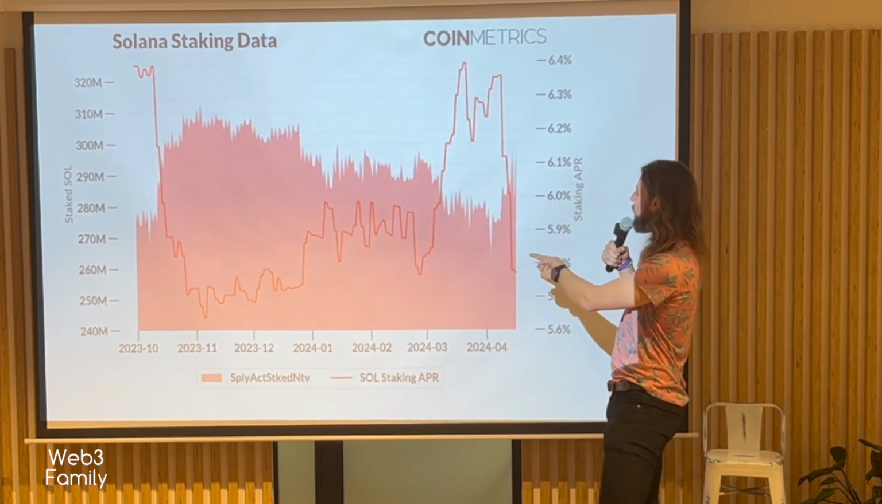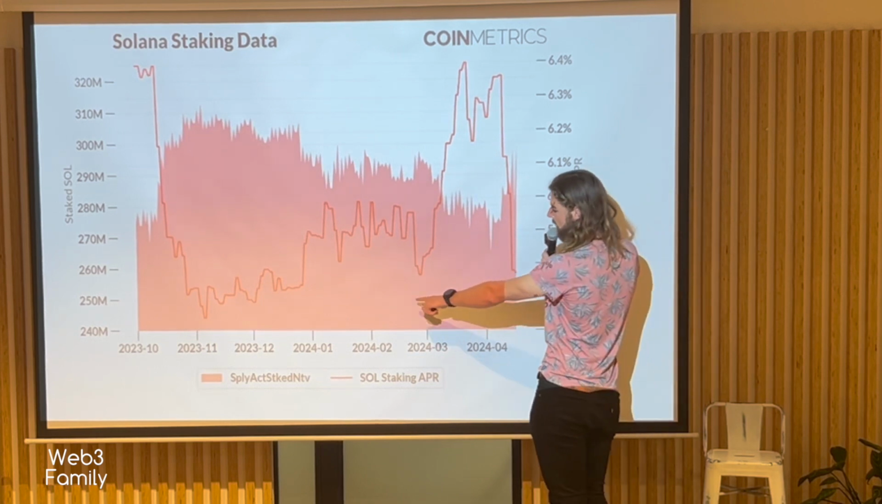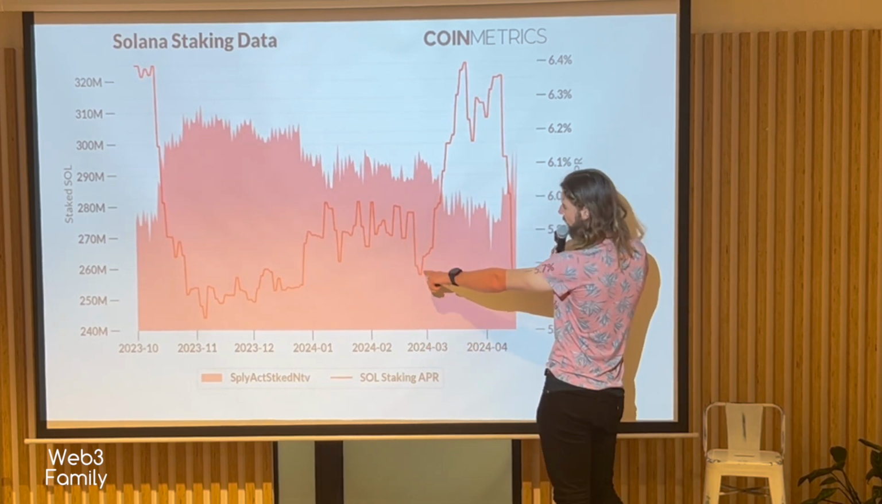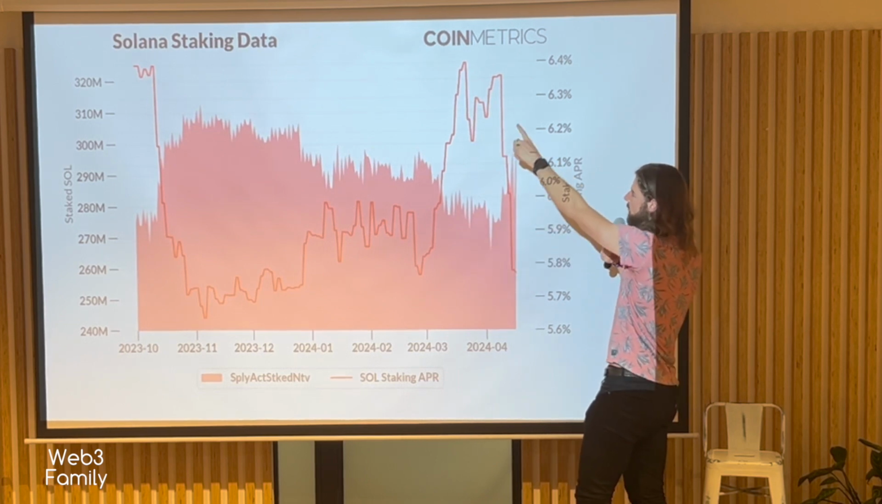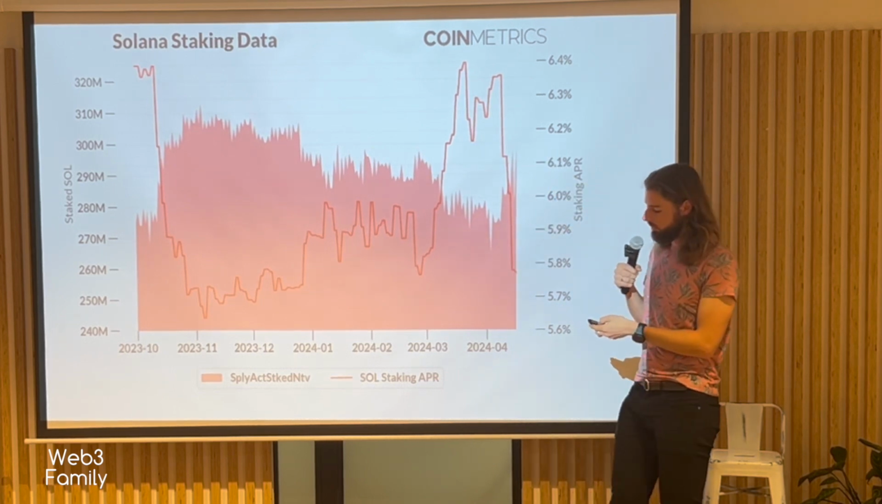And as a result, with more people coming into the space in this last month and a bit, and a lot of users paying a lot of transaction fees, the staking rate goes up, or the APR goes up.